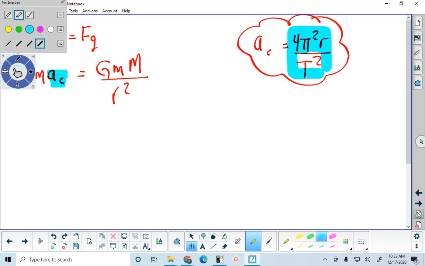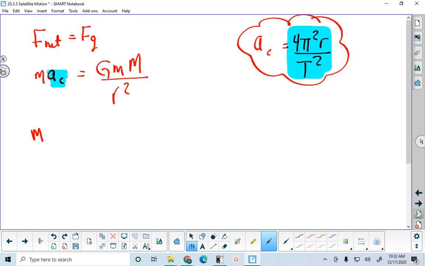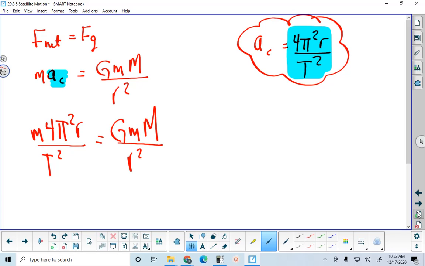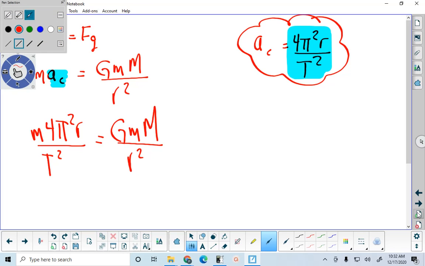And things are going to take a step up here in terms of complexity because now look at what we have. We have the mass of the satellite times 4 pi squared r over T squared equals G times the mass of the satellite times the mass of Earth over r squared. Got pretty complicated pretty fast. But that's okay. The masses of the satellite still cancel. And we can cross multiply.